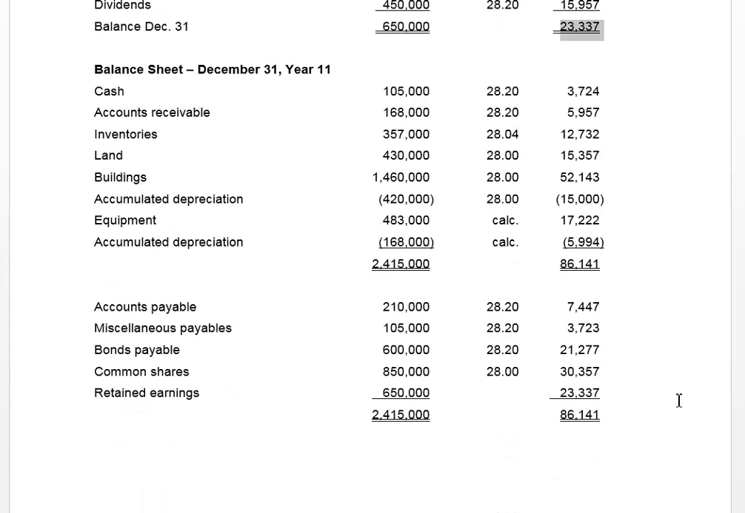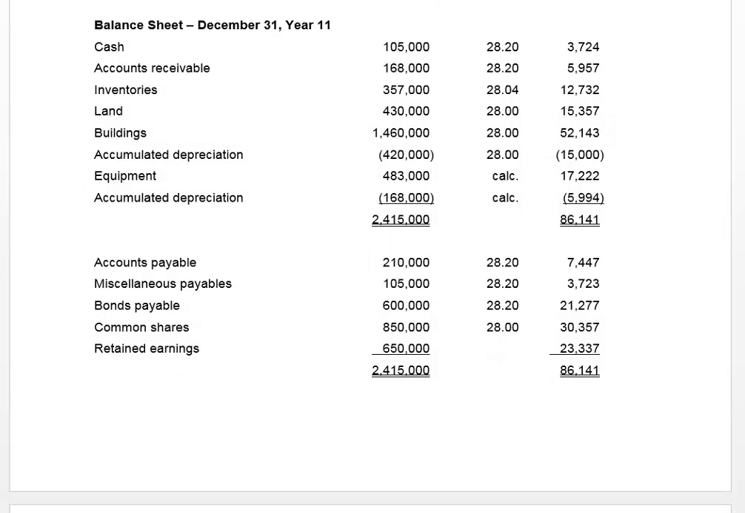But for now, let's just have a look at the balance sheet itself. At December 31st, year 11, we're going to take items that are monetary, like cash, accounts receivable, accounts payable, miscellaneous payable, and bonds payable. And notice we're using the spot rate, which is exactly what our method says to do. All monetary items are translated at the spot rate, and that's what we've used here.